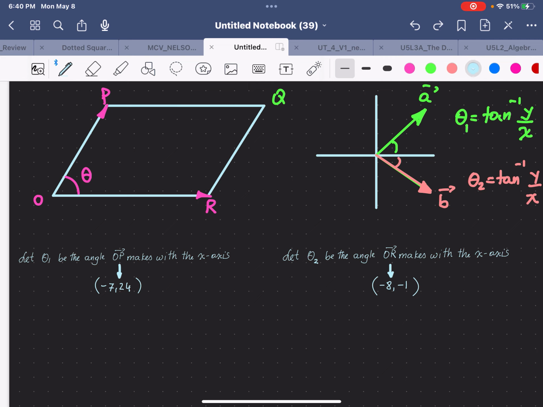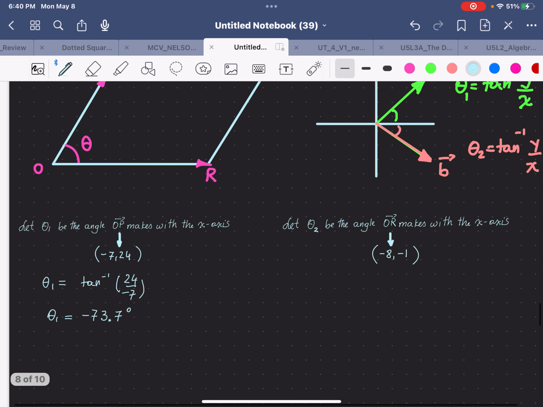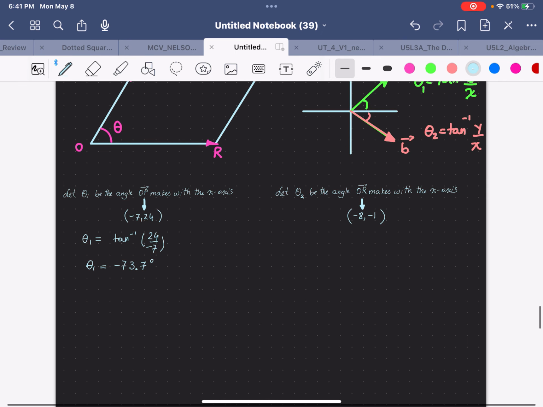So to find the angle theta 1, we will have to use inverse tan of 24 over negative 7. Use a calculator for it, and the calculator probably will give you the answer, negative 73.7 degrees. Let's try to draw this angle on the Cartesian plane and see what that looks like. Negative 73.7 would be the angle going clockwise from the positive x-axis. So this would be the angle the calculator gave us.